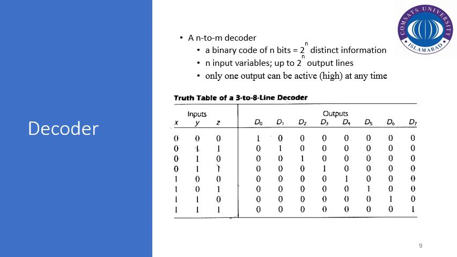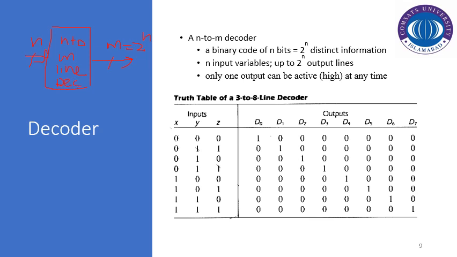So if we see in terms of the block diagram here, then we've got a decoder circuit that has n number of lines at its input and m number of lines at its output, where m is equal to 2 raised to power n. So how are we going to read this decoder? We can say that it's an n to m line decoder.